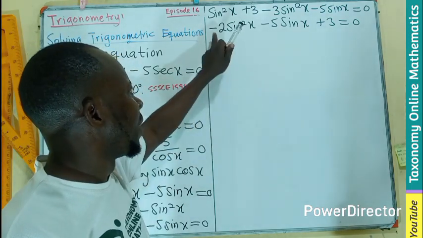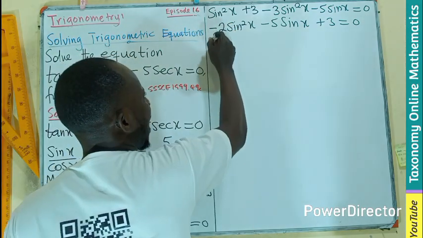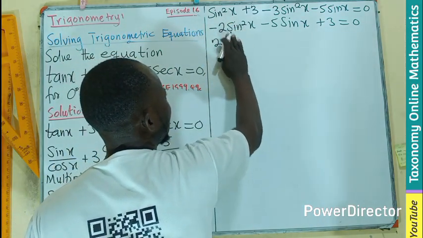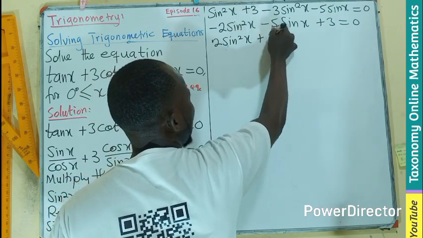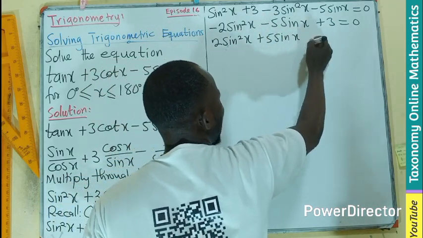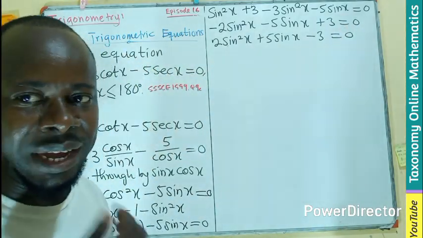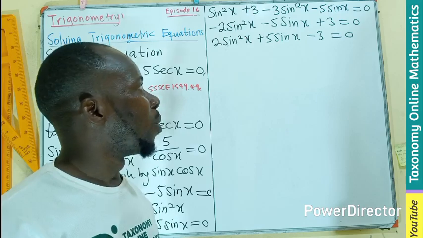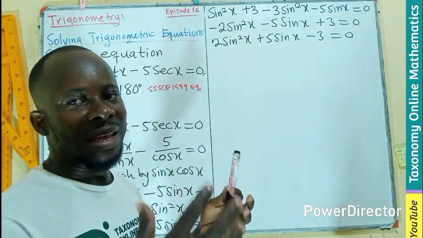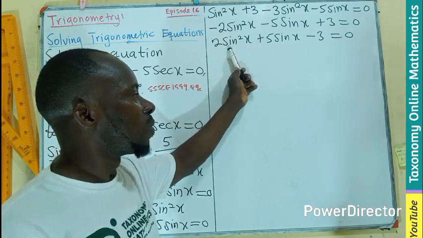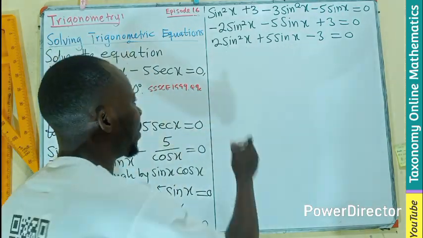I can also make this part positive by multiplying through by negative, so that I have 2 sine square x plus 5 sine x minus 3 equals 0. That is multiplying through by negative to have the first part being positive. So for sine square x, if I factorize sine out, I will not have a common factor here. So I have to treat this as a quadratic equation.